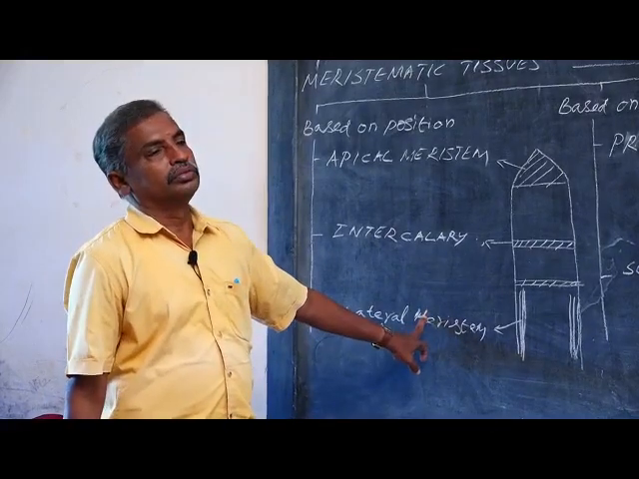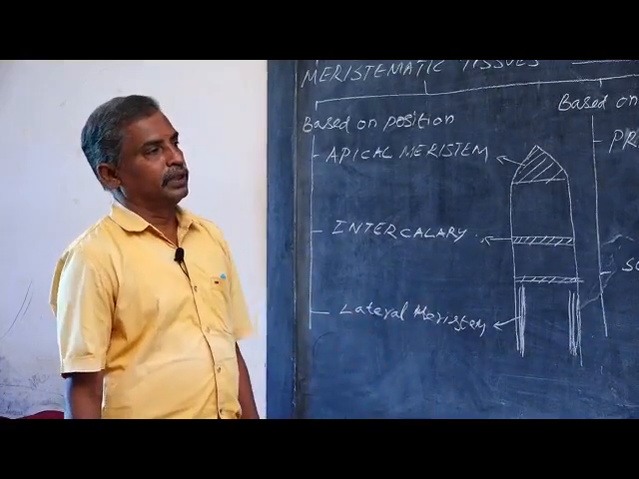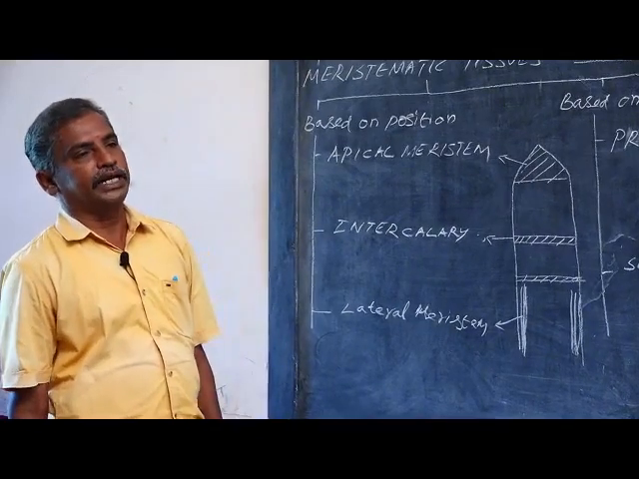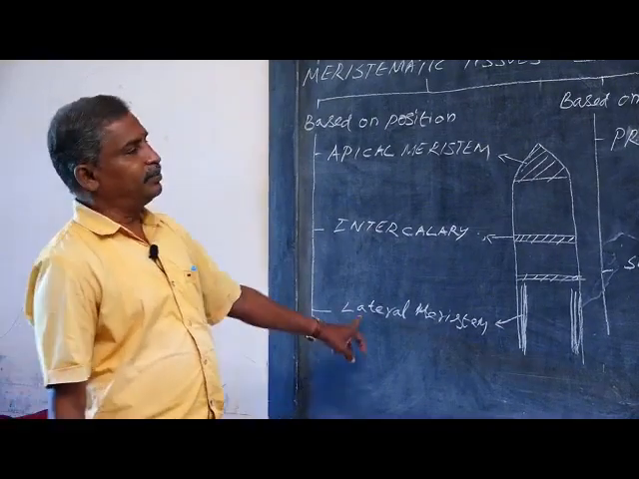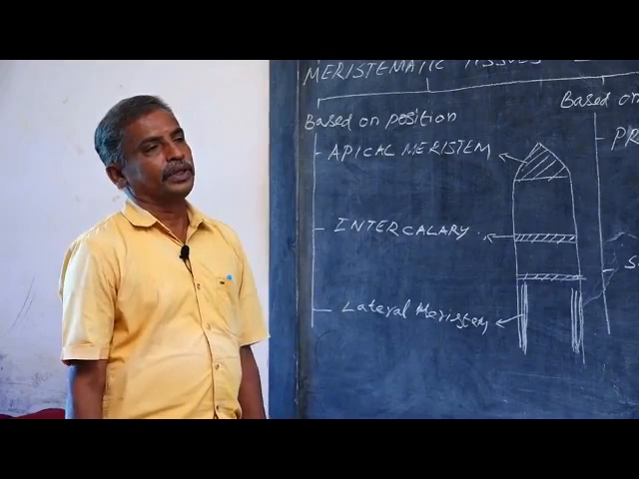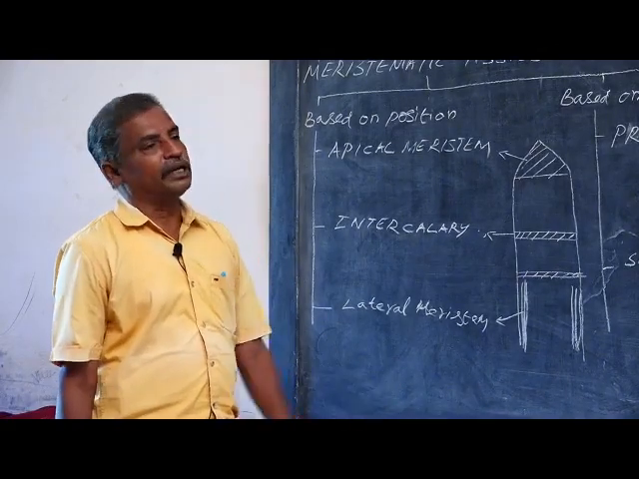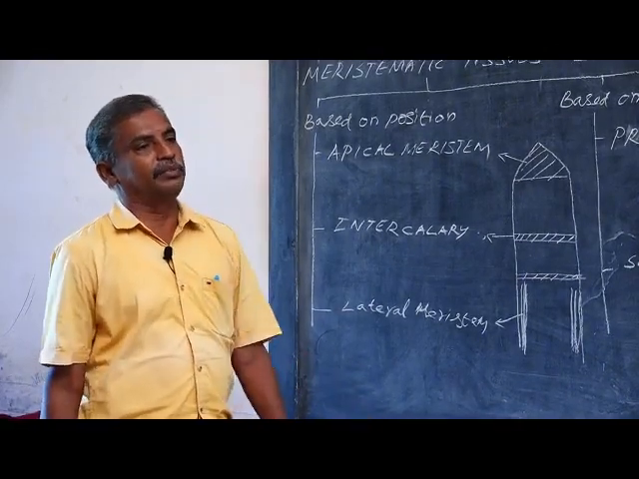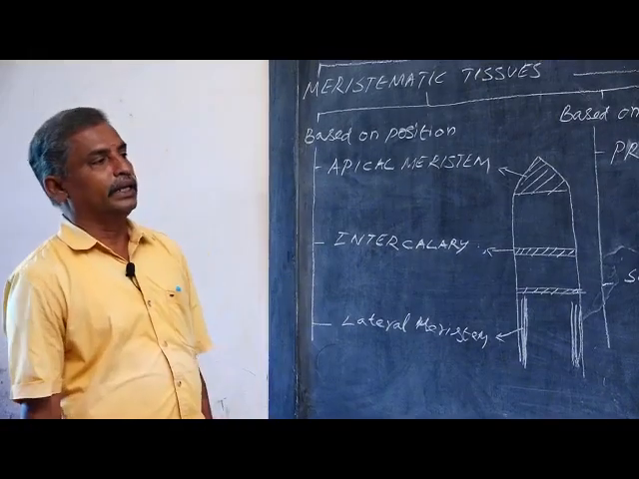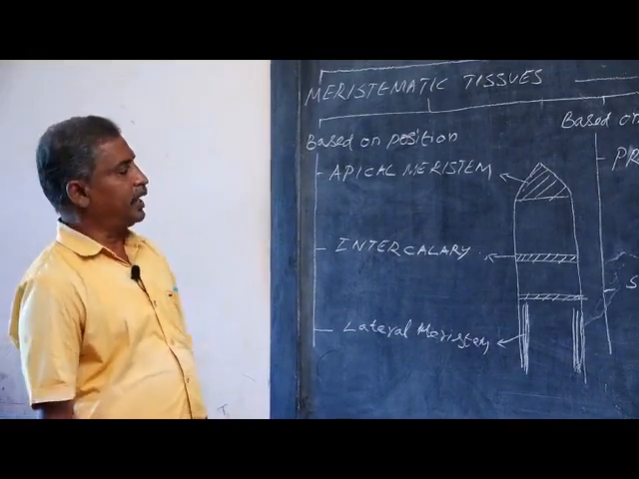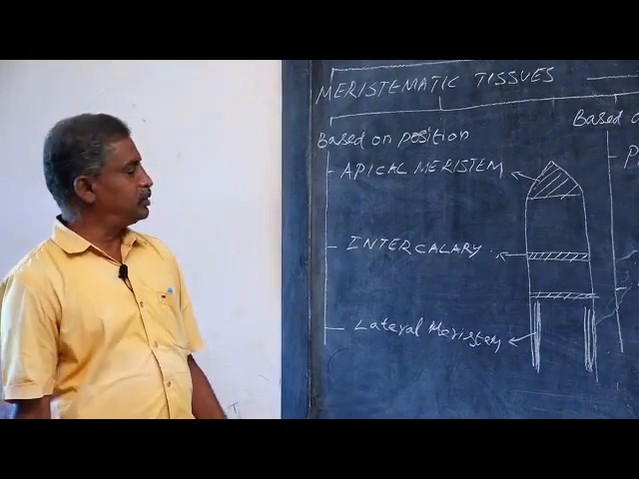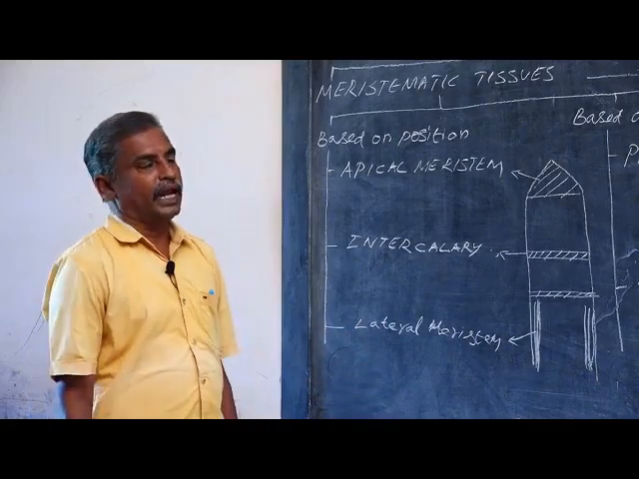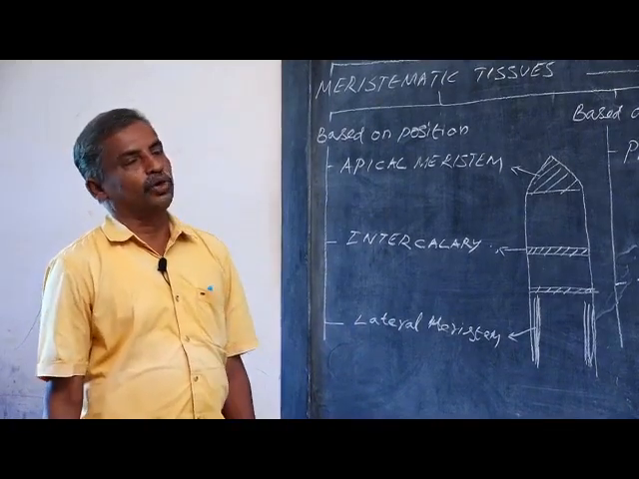It undergoes secondary growth. Which meristem is responsible for secondary growth? Lateral meristem is responsible for secondary growth. What are the examples of lateral meristem? Vascular cambium, interfascicular cambium, and cork cambium or phellogen are the examples of lateral meristem. The lateral meristems undergo secondary growth.